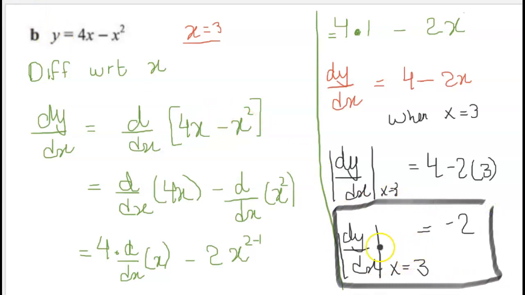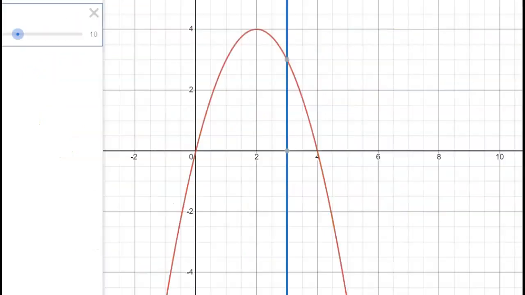Now what does this mean? dy over dx when x equals 3. What does this gradient actually mean for this equation? Now if I got this equation, the gradient of -2 means it's going to go down. The minus gradient means it's coming that way. Positive gradient means it's going up that way. Now what does it actually mean? Let me just go and plot the curve. If I just go on Desmos and I plot the curve. Now this is the curve of the equation y equals 4x minus x squared. And this is the point where x is 3.